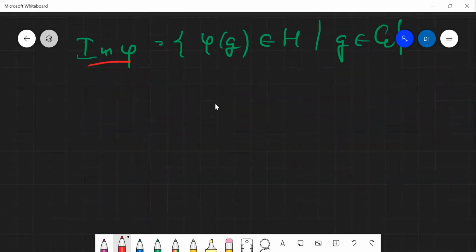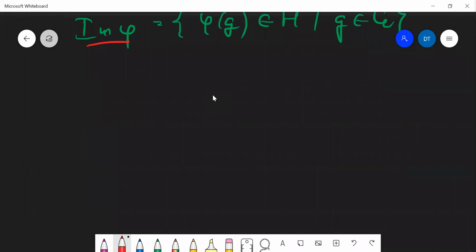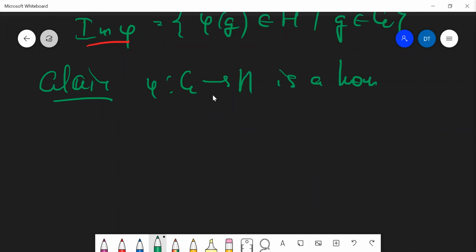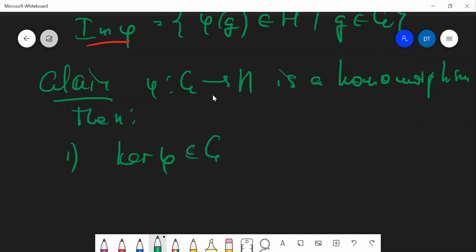And the main result about these two objects is this claim. If phi is a homomorphism from G to H, then, statement number 1, the kernel of phi is a normal subgroup.